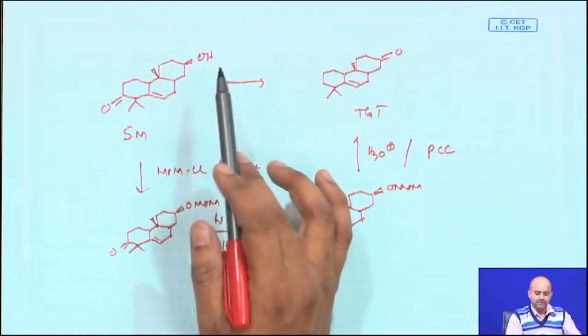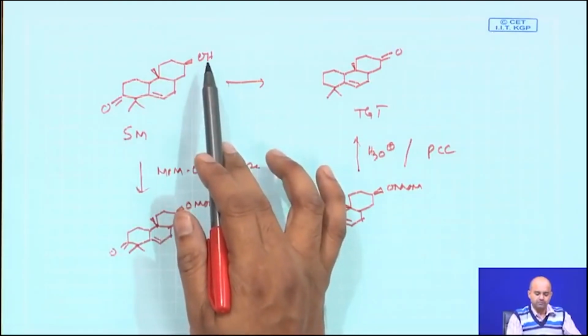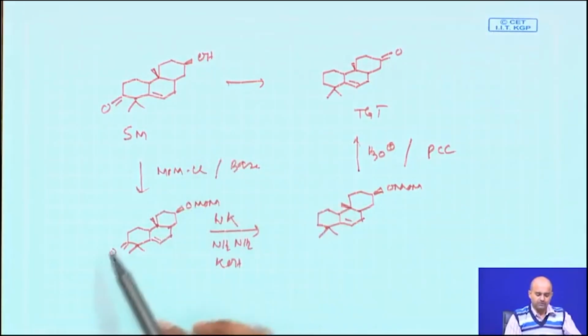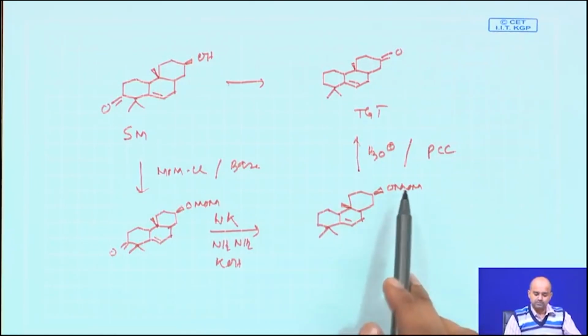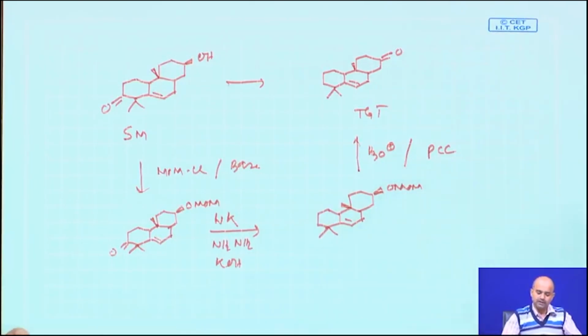So, there are two simple functional group transformations. We protect this hydroxy group with MOM first, do the FGI here, then remove the MOM protecting group, and then you oxidize to achieve the target. This was a very simple demonstration of protecting group chemistry.